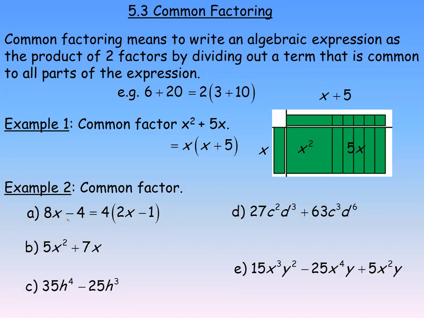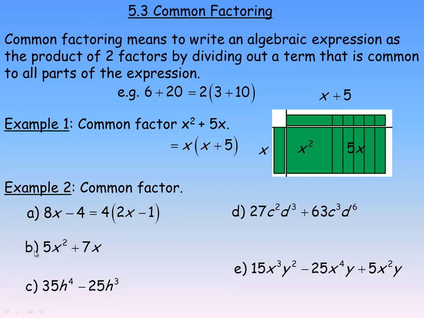To get what's in the brackets, we would divide both of these by 4. So 8x divided by 4 is 2x, and negative 4 divided by 4 is negative 1. So that's why it would factor into 4 times 2x minus 1. You can always check any factoring by expanding. 4 times 2x does give you this 8x, and 4 times the negative 1 does give you this negative 4. So you can always check any factoring by expanding.